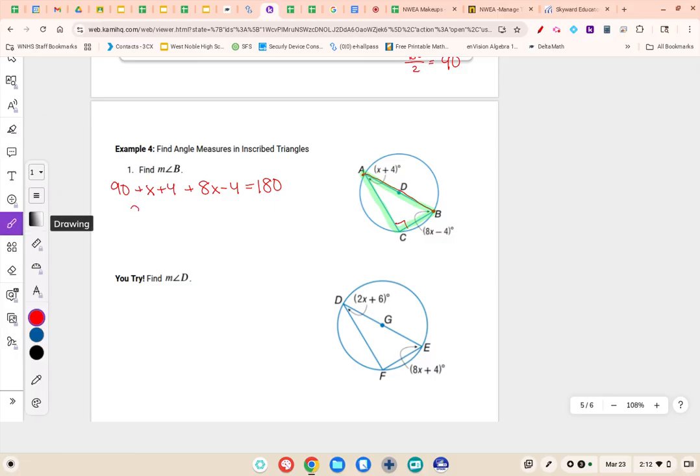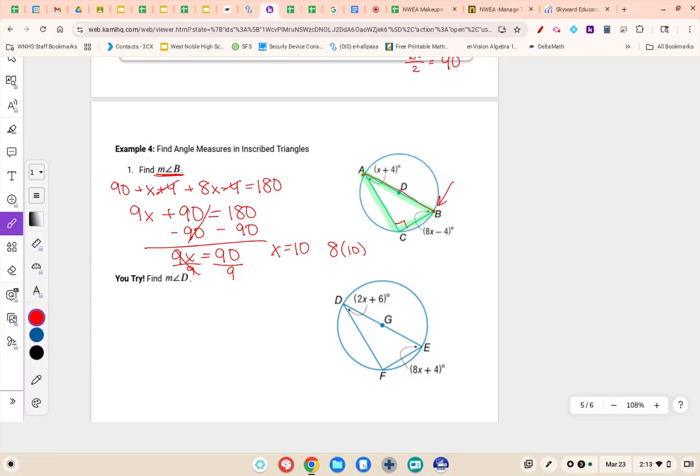So I combine like terms, I get 9x plus 90 because when I combine the 4 and negative 4, they cancel out. Subtract 90 on both sides. So 9x is 90. So x is 10. Once again, that is not what it asks for. It asks for angle B. Angle A and B are not congruent this time, so you do have to specifically plug it in here. And you should get that angle B is 76 degrees.